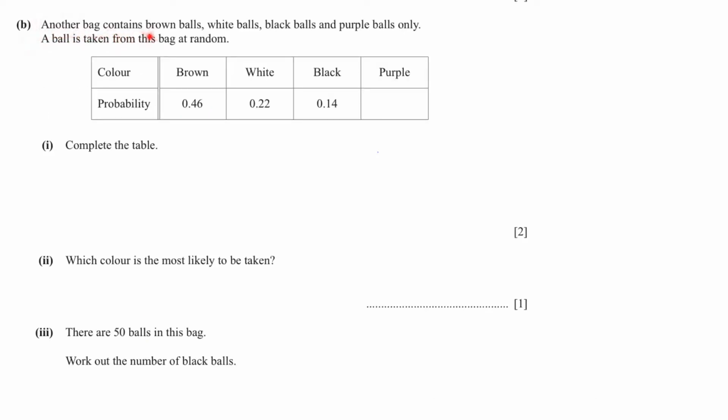B. Another bag contains brown balls, white balls, black balls, and purple balls only. A ball is taken from this bag at random. B1, complete the table. So we have to complete this table. You should know that when you add the probability, it always equals 1. So when I add brown, white, black, and purple, it is supposed to be equal to 1. To find purple, we can write 1 minus the sum of these numbers. We will get 0.18. So that is the probability of purple, 0.18.